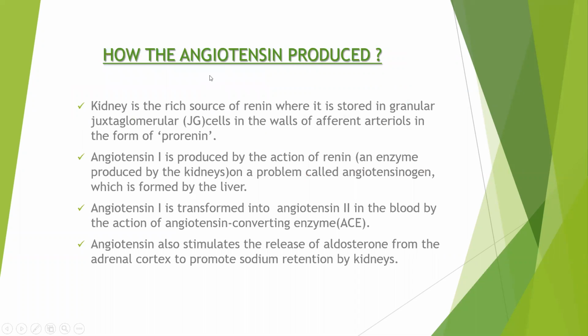Then, how is angiotensin produced? The kidney is a rich source of renin, where it is stored in granular juxtaglomerular cells in the walls of afferent arterioles in the form of prorenin. The prorenin in turn is obtained by intracellular proteolysis of an inactive precursor, preprorenin. Both prorenin and preprorenin are also present in plasma. Then angiotensin 1 is produced by the action of renin on a protein called angiotensinogen, which is formed by the liver. Renin is the enzyme produced by the kidneys.